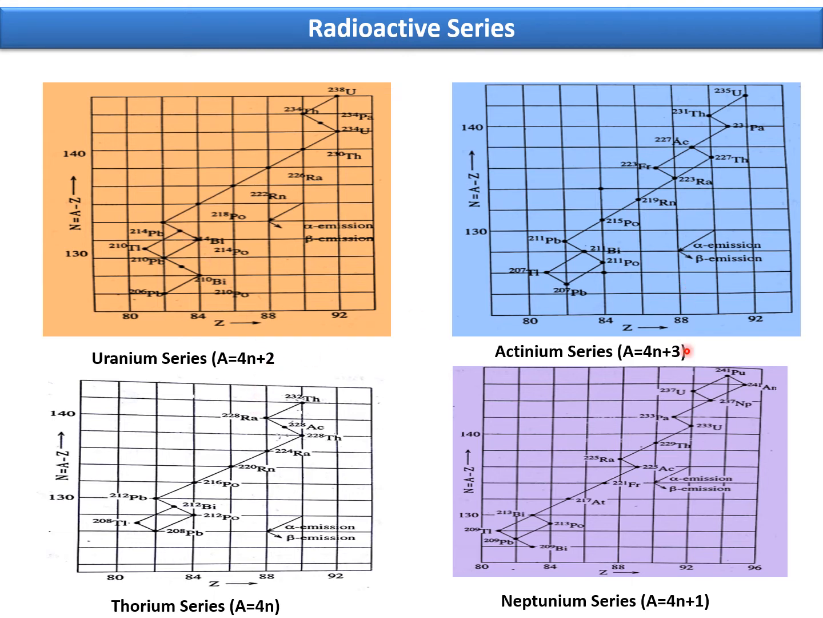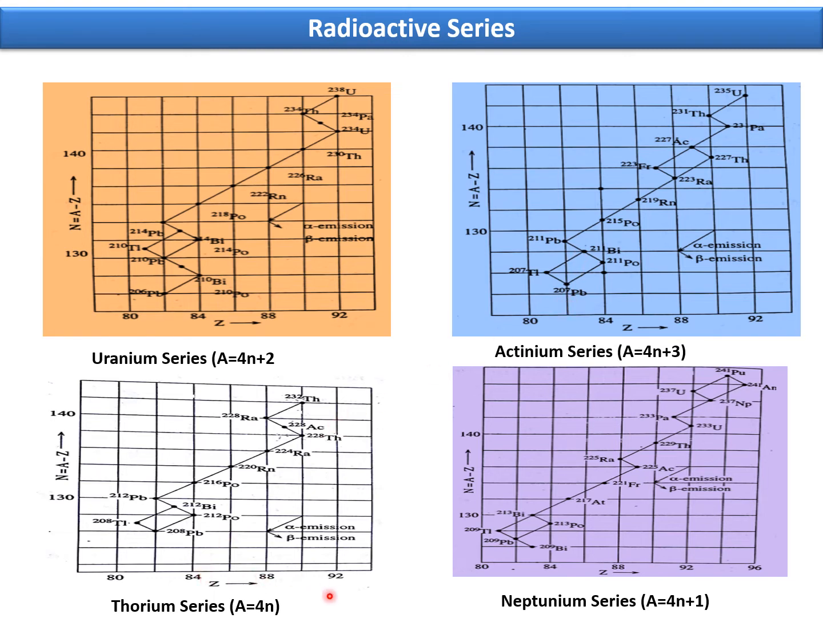There is the actinium series. The actinium series shows that the nuclei formed in the disintegration have atomic mass numbers in the range of 4n plus 3. See, 232 plus 3 means 235, and 231 is 228 plus 3, in such a way that this can be represented in terms of 4n plus 3. This is the actinium series, which leads to the stable nucleus lead.